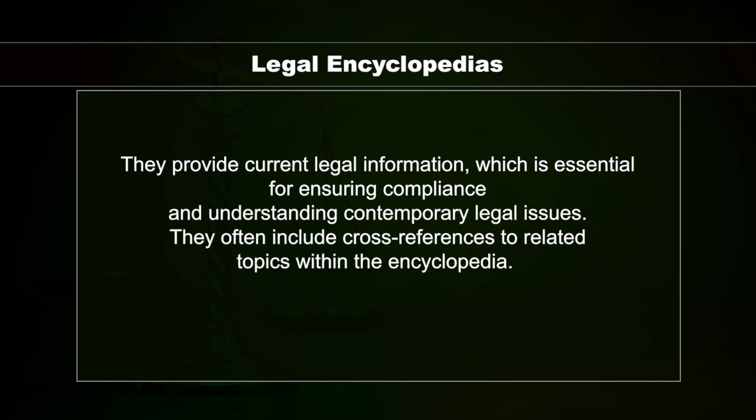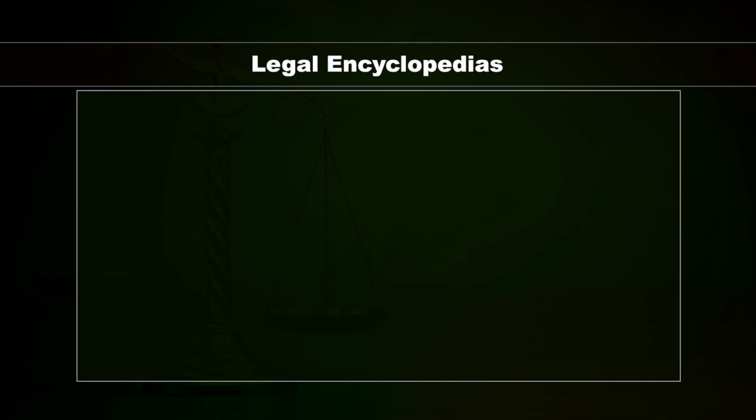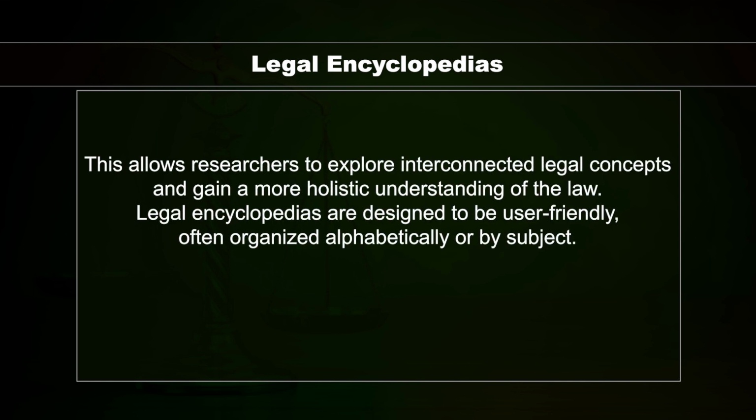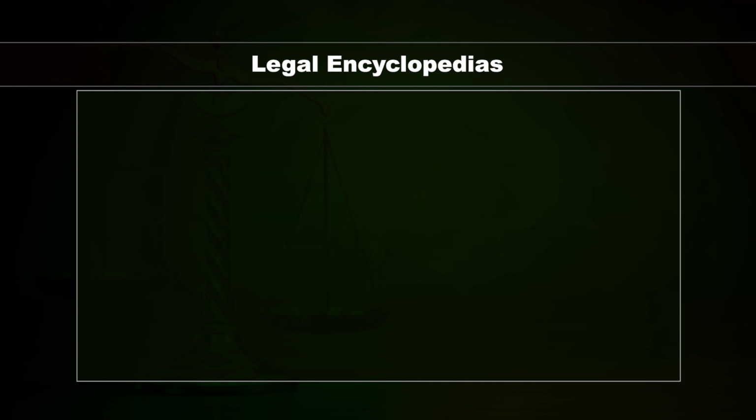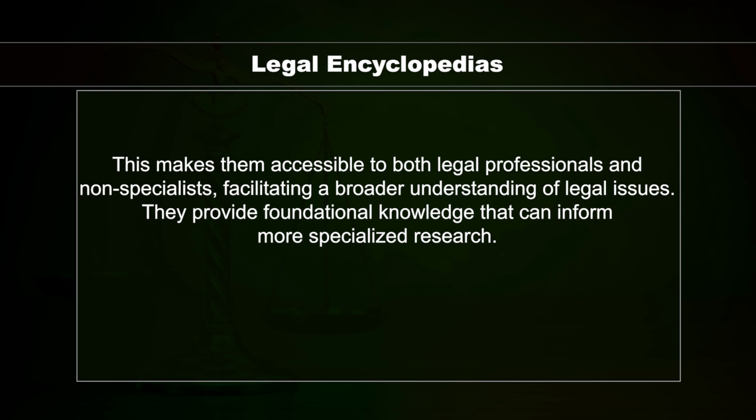They often include cross-references to related topics within the encyclopedia. This allows researchers to explore interconnected legal concepts and gain a more holistic understanding of the law. Legal encyclopedias are designed to be user-friendly, often organized alphabetically or by subject. This makes them accessible to both legal professionals and non-specialists, facilitating a broader understanding of legal issues.